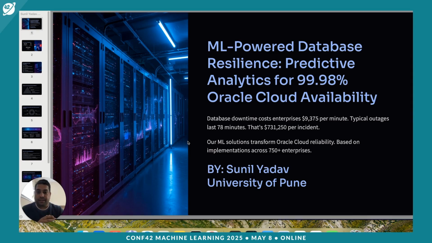Now, as a fact, database downtime costs any huge enterprise more than $9,000 per minute. A typical outage goes beyond an hour when we talk about production databases, which are big in size and complicated in architecture. So it takes about 60 minutes to fix a problem, which costs more than $700,000 per incident if we calculate the math minute-wise.